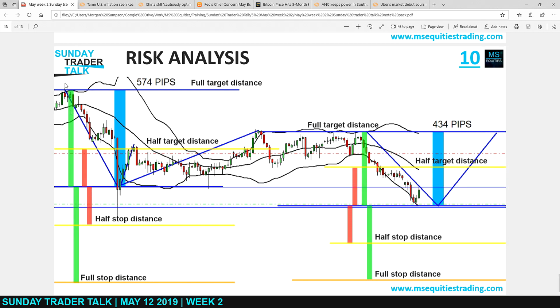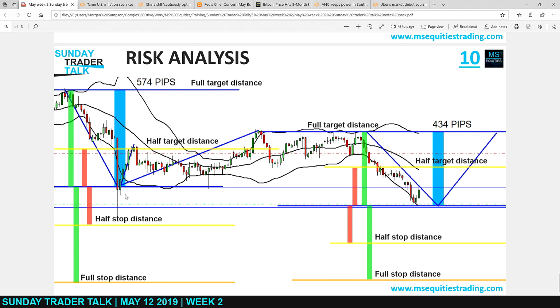So as you can see here, we had the price moving all the way down low, pierced this level, and then move straight back up. So we did have the price move slightly lower to the half stop distance. So if our stop loss level was set within that distance, there is a risk we could lose it.